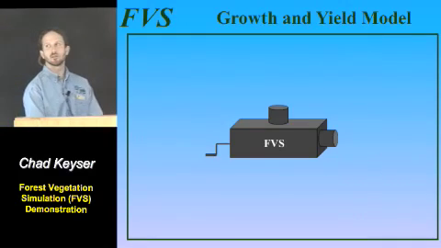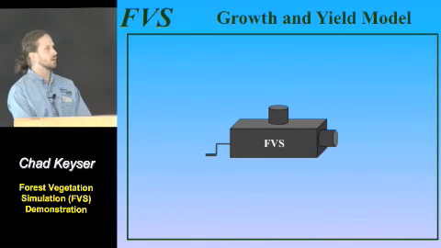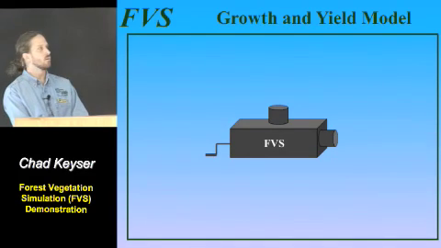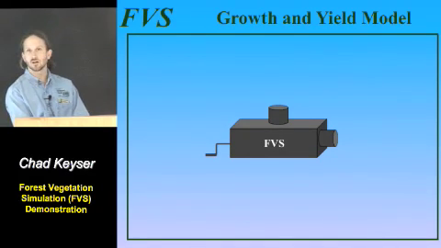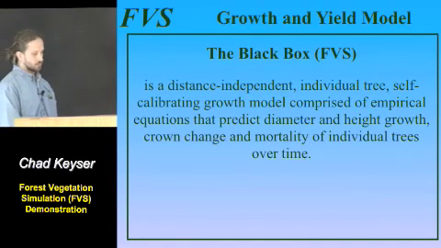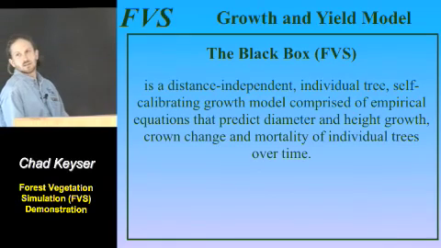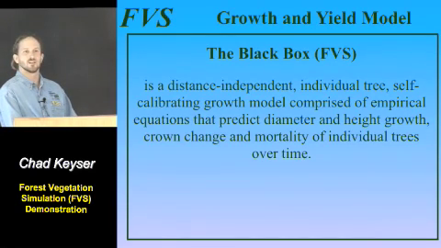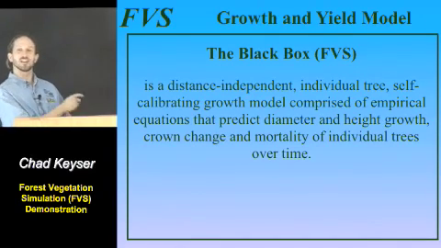So let's go back and talk about the growth and yield model a little bit. And sometimes when you talk about growth and yield models, people like to think of them just as a little black box that's doing its thing. Well, let's try to open it up a little bit and talk about what that growth and yield model is. In terms of being a growth model, it's considered a distance-independent individual tree, self-calibrating growth model comprised of empirical equations that predict diameter and height growth, crown change, and mortality of individual trees over time. It's quite a mouthful. That's why I read it.